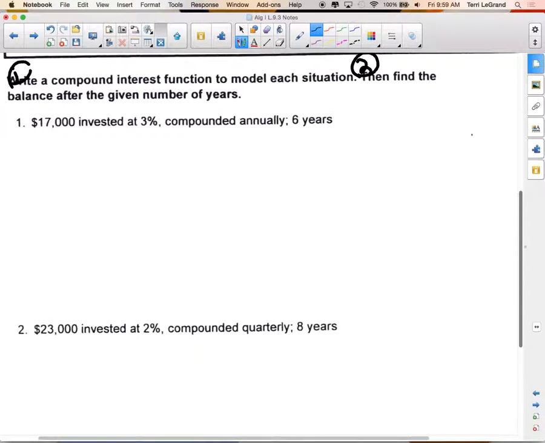Okay, so we have $17,000 invested at 3%, compounded annually. So the first thing we're going to do is decide what each of these things represents in our formula. So what would the $17,000 be in this compound interest formula? P. Big capital P. P equals 17,000.